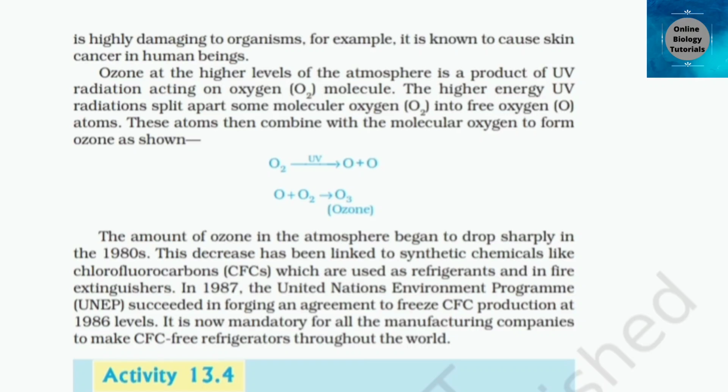Ozone at the higher levels of the atmosphere is a product of UV radiation acting on oxygen, O2 molecule. The higher energy UV radiation splits apart some molecular oxygen, O2, into free oxygen, O, atoms. These atoms then combine with the molecular oxygen to form ozone as shown. Oxygen in the presence of UV will form 2 atoms of nascent oxygen. Nascent oxygen plus molecular oxygen will form ozone, or O3.